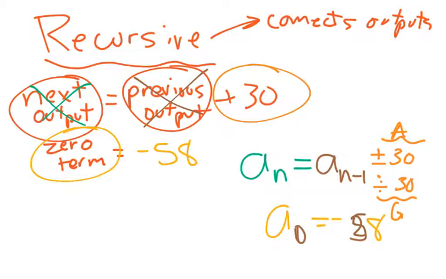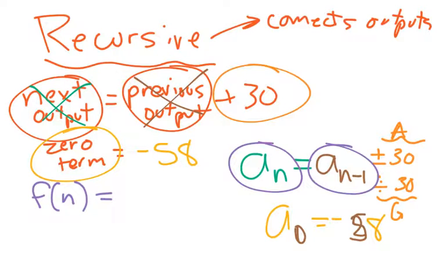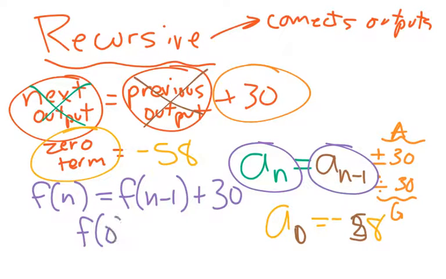Okay. Also, keep in mind that when we're talking about recursive a sub n, we can write that as f of n or f of x, and a sub n minus 1 becomes f of n minus 1 or f of x minus 1, then plus the growth. And then instead of a sub 0, it's f of 0. And that would become negative 58. So there are other ways to write it. But those are kind of the basics with that recursive formula, so let's go do some problems.